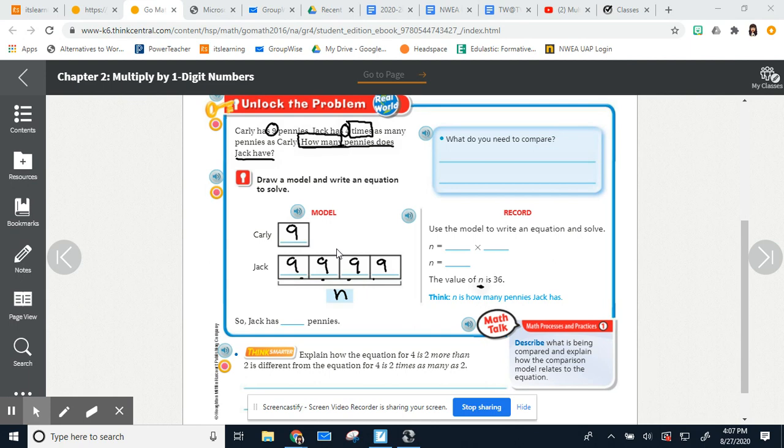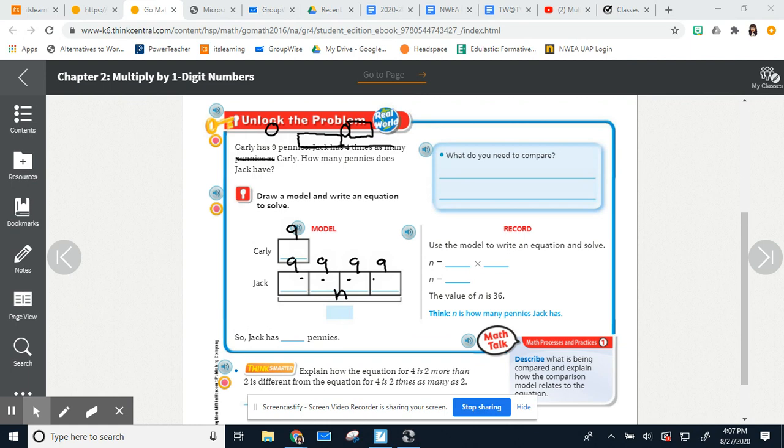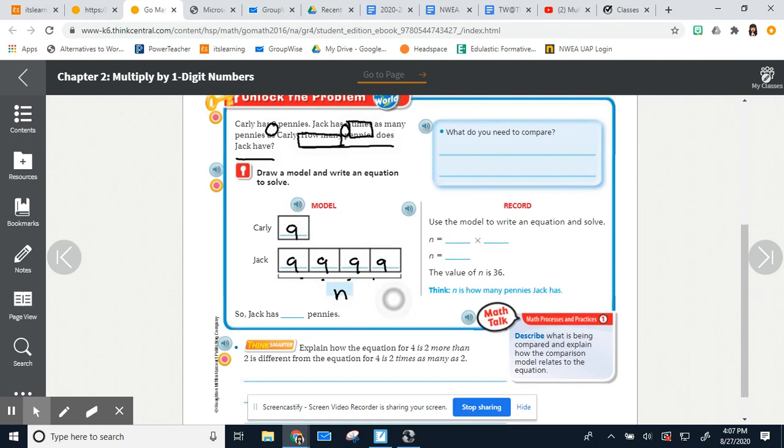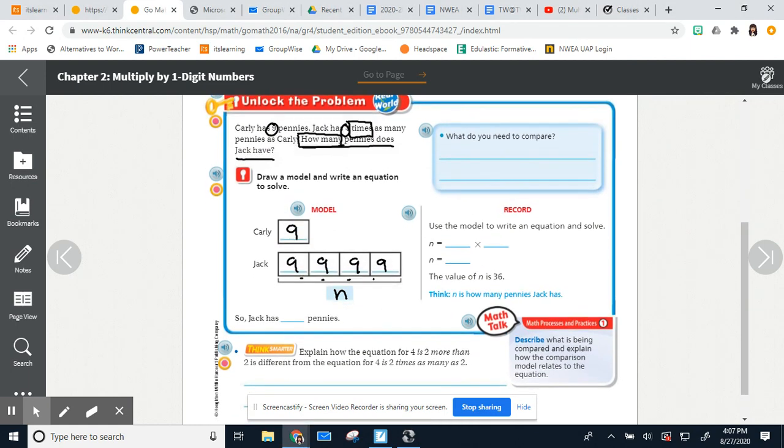So you can think of the letter n as standing for number. My screen moved a little bit. So again, what we're modeling here is 4 times 9, right? Because there's 4 boxes and there's a 9 in each. So n is going to end up being 36, right? So again, if you know your math facts, you already know 4 times 9 is 36.